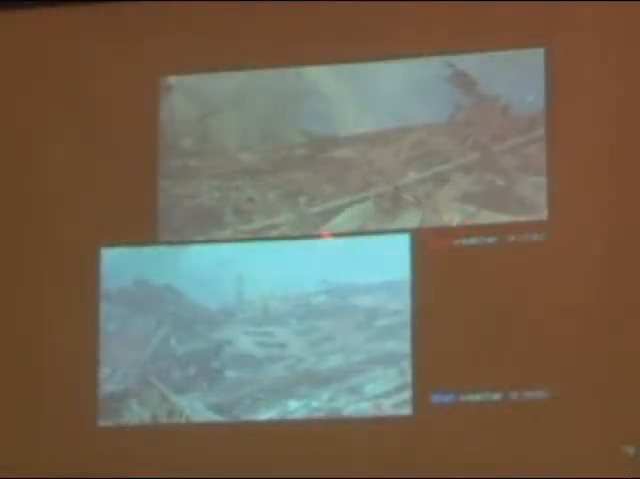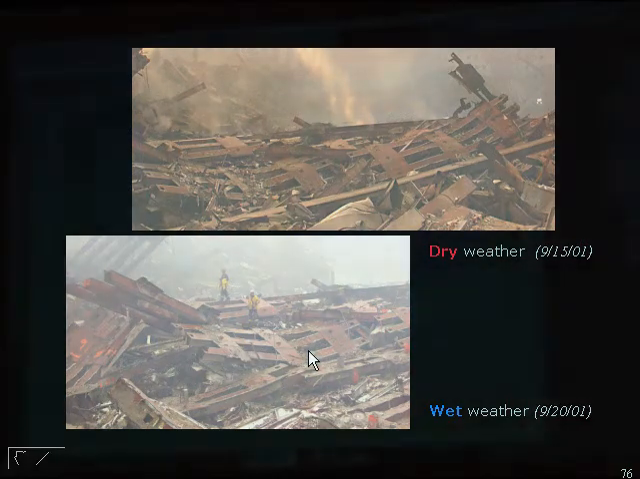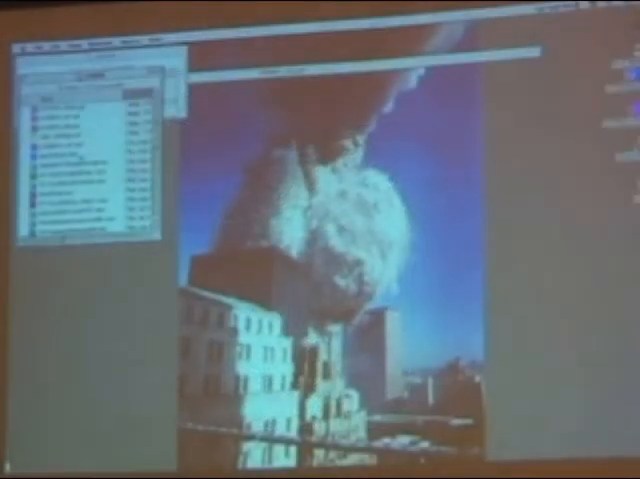From the 15th, you have what looks like steam shooting out. Remember the 14th, it rained. It's dry on the 15th. You have this steam-looking stuff. On the 20th, it's raining. No steam. And you have wet puddles over all of the beams. So as for molten metal, I would question that.